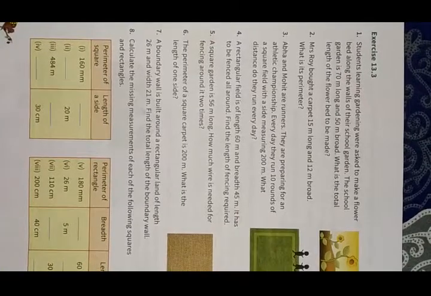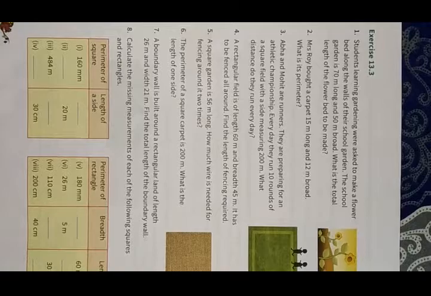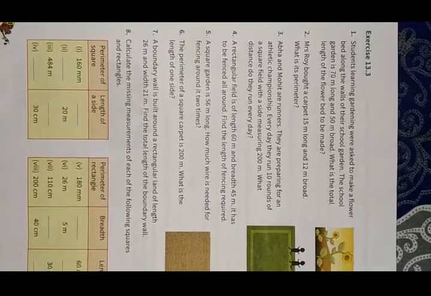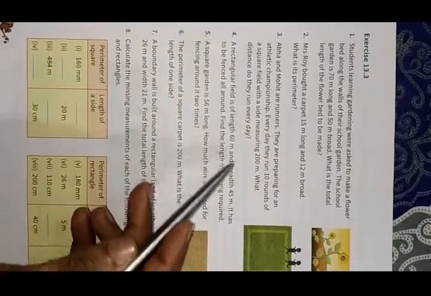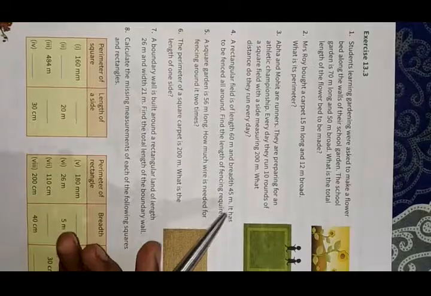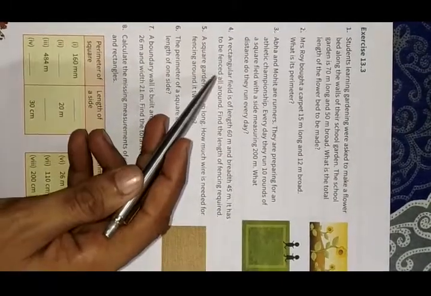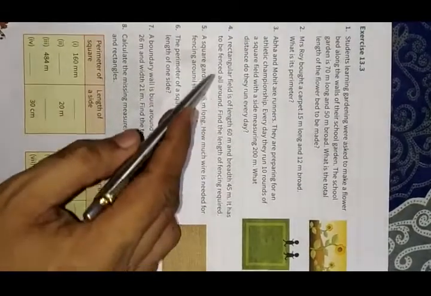Question number 4. A rectangular field is of length 60 meter and breadth 45 meter. It has to be fenced all around. Find the length of fencing required. A rectangular field length is 60 meter and breadth is 45 meter. It has to be fenced all around. Fenced means boundary. We have to cover it by boundary.